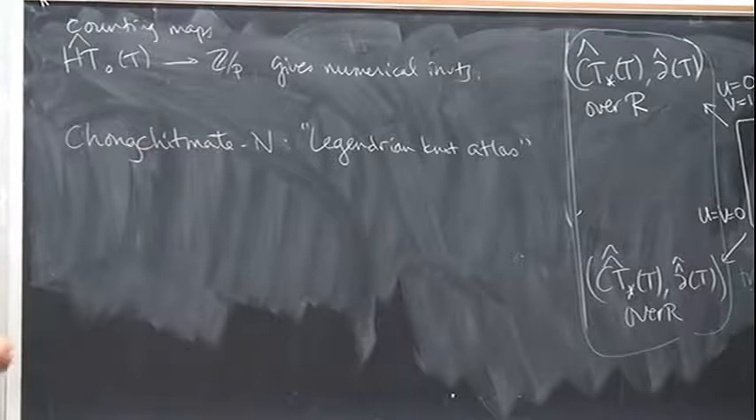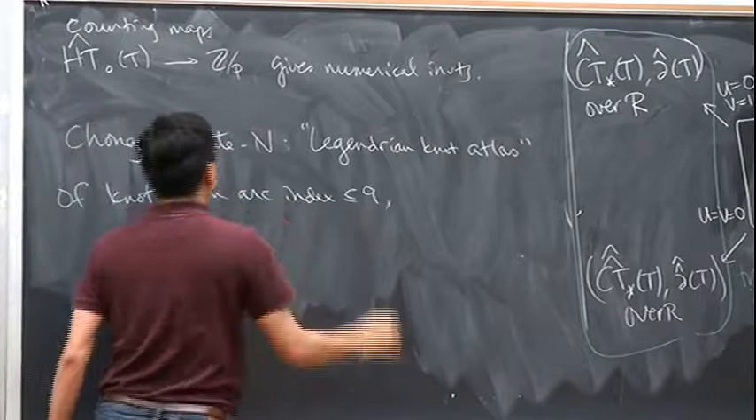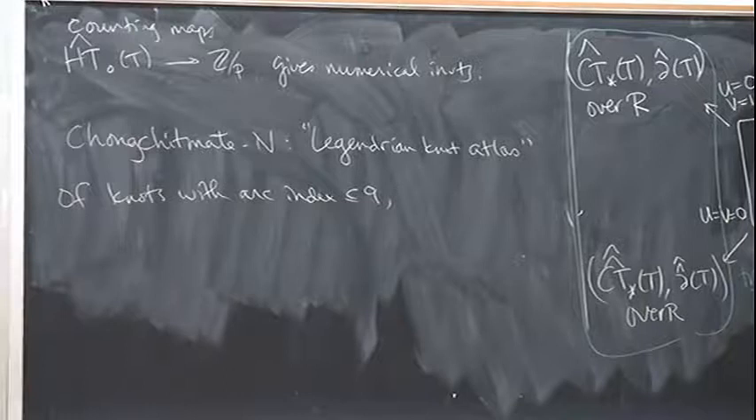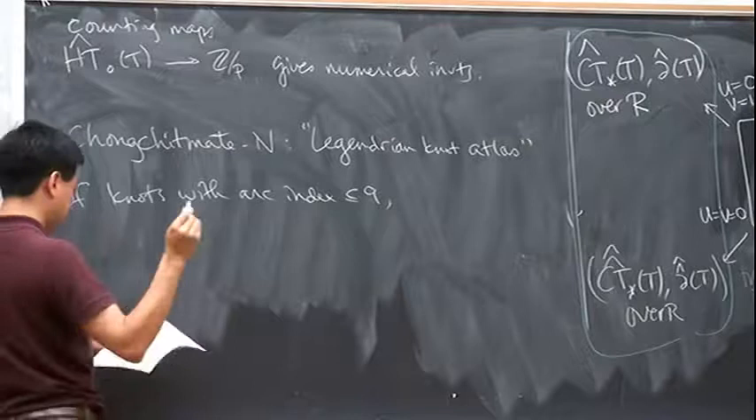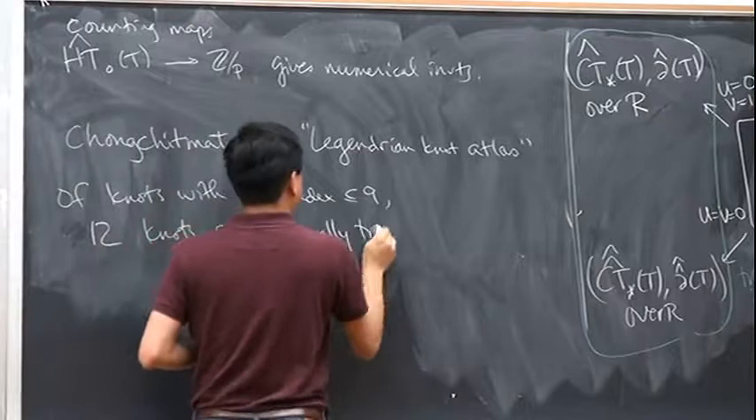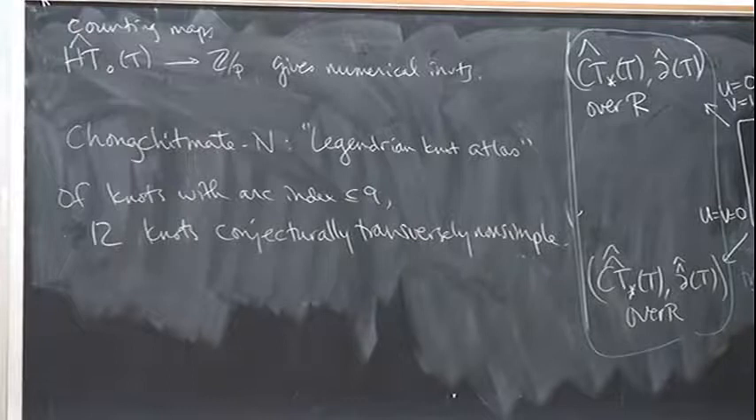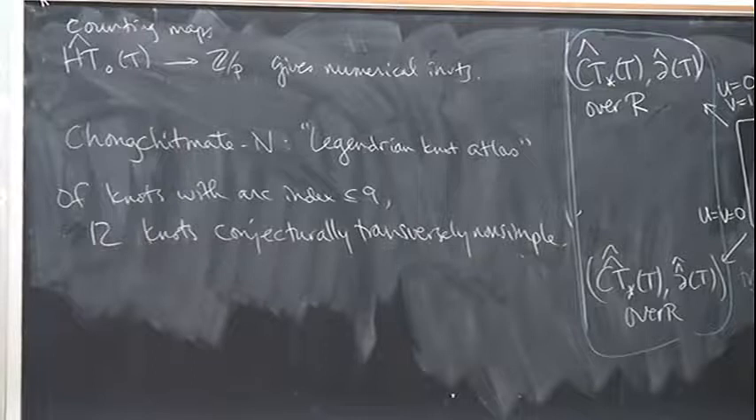So from this knot atlas, of knots with arc index at most 9, this atlas was produced by computer, and the computer guesses that there are 12 knots conjecturally transversely non-simple. And all of the other ones are conjectured to be transversely simple. As the knot gets more complicated, this conjecture is made with less and less certainty.